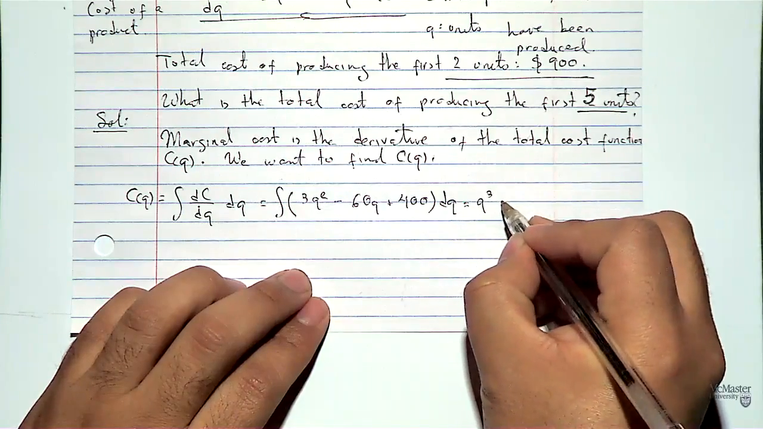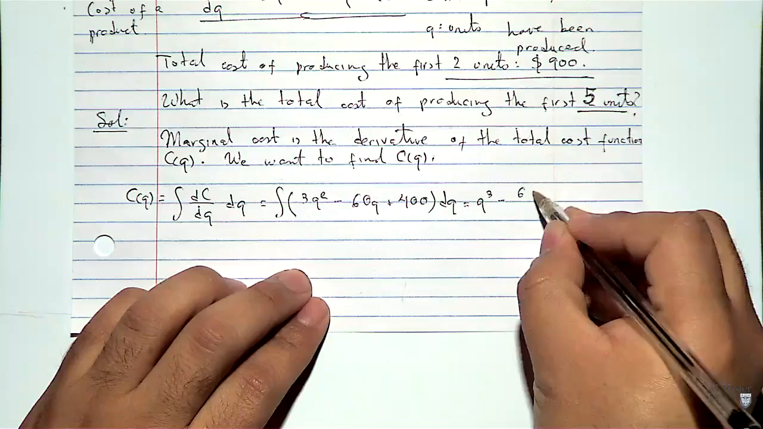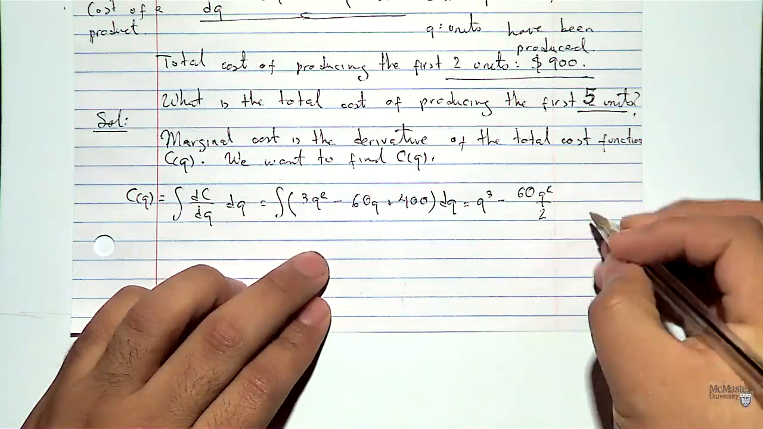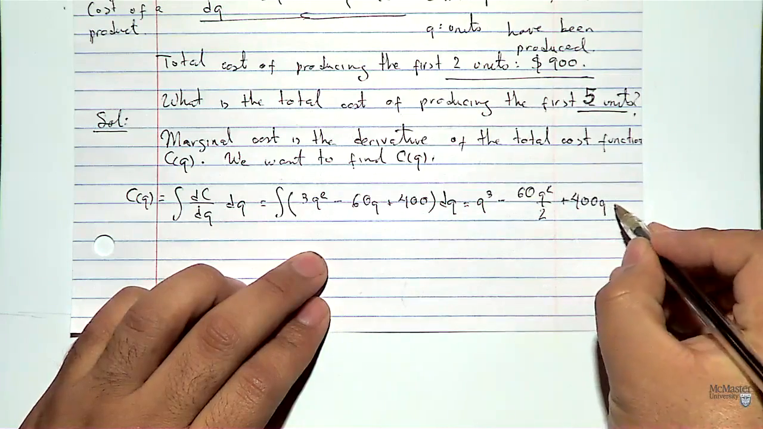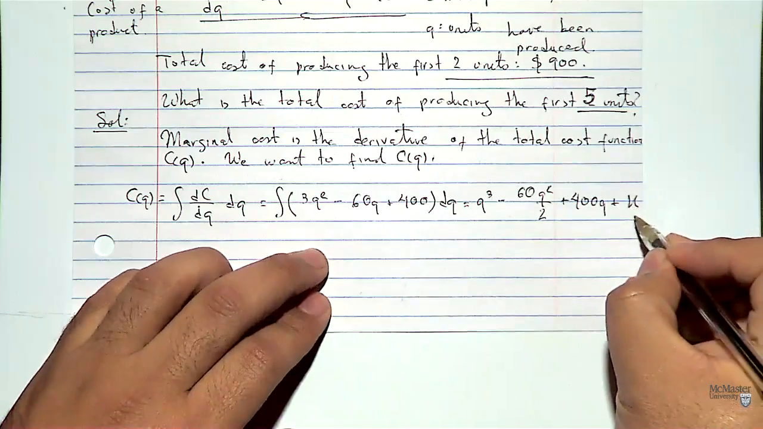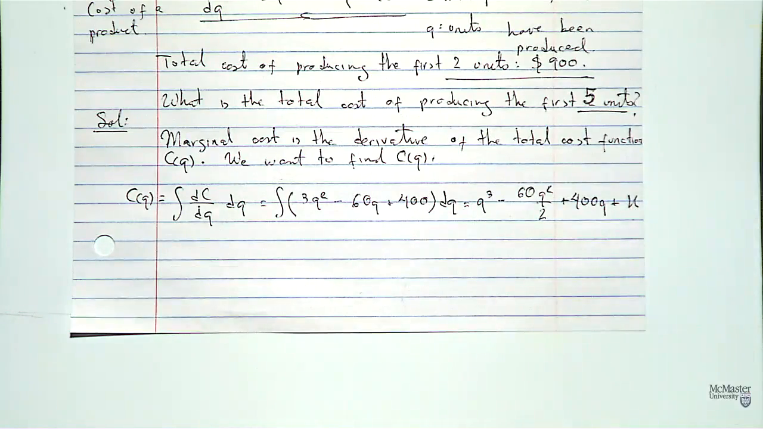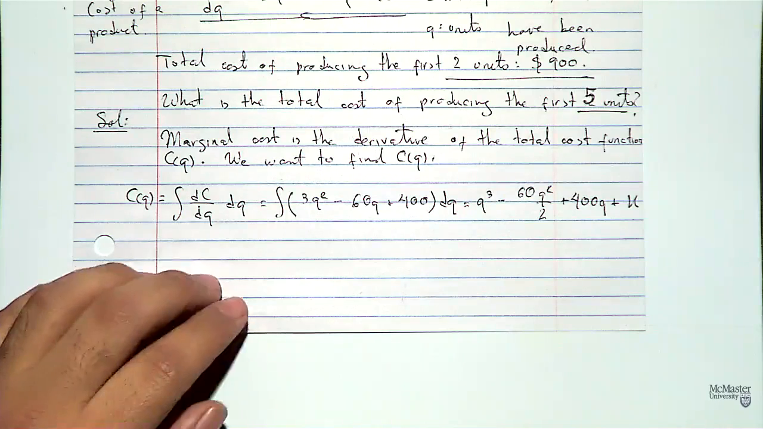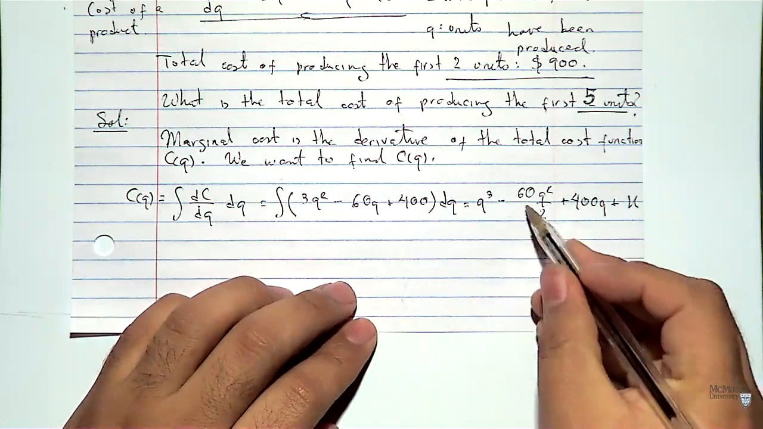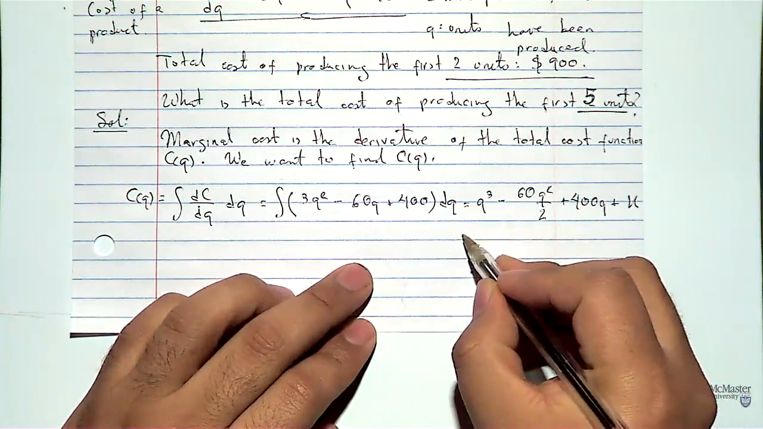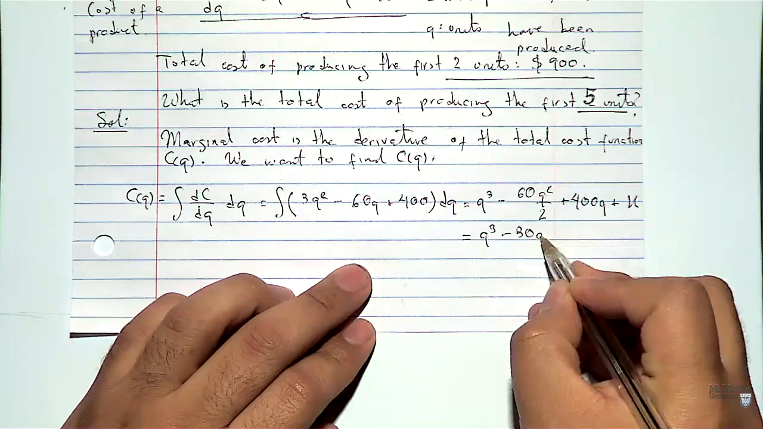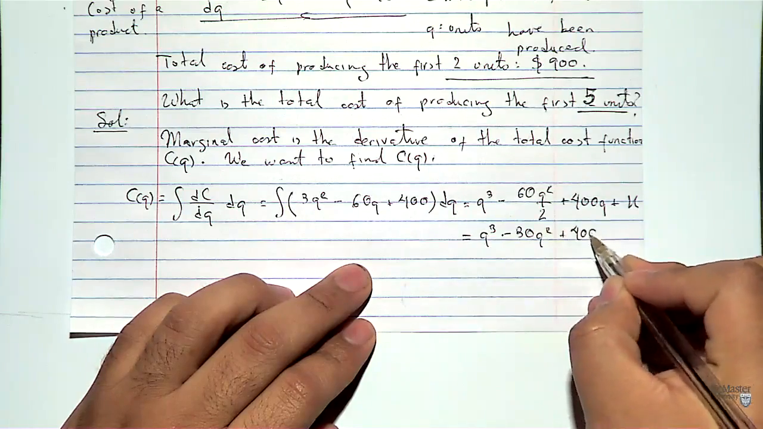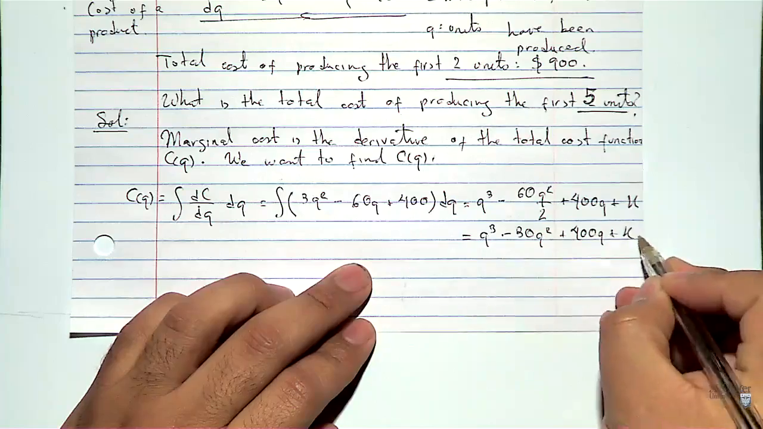So let's do the integration. You have q cubed minus 60, then you have q squared over 2, then you have plus 400q, and then you have a constant of integration, which we will denote by k, because if you notice, the cost function is denoted by c, so we want to avoid some confusion. So here we can do a simplification, which is q to the cubed power minus 30q squared plus 400q plus k.